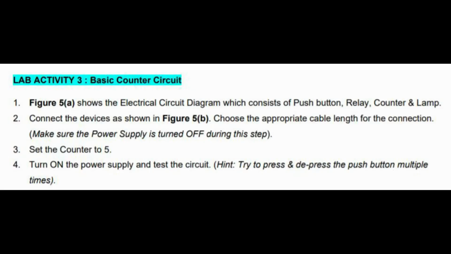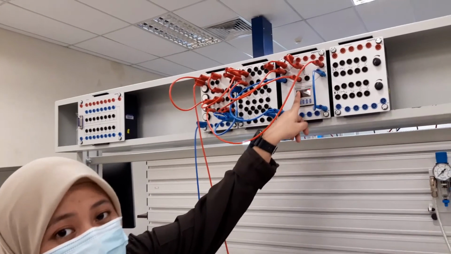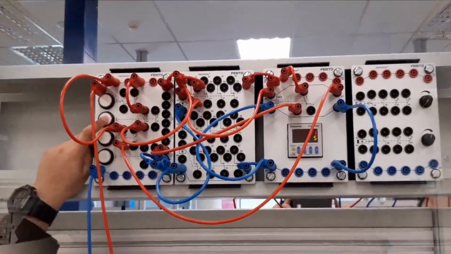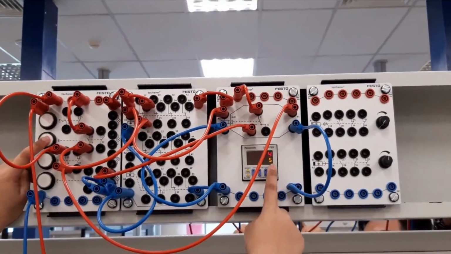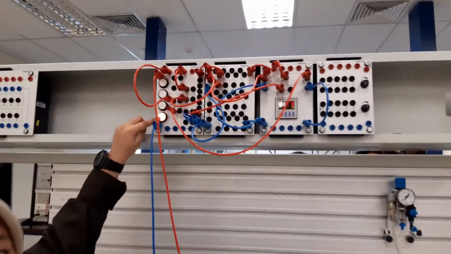The last one is lab activity 3. This is a counter circuit. We set the counter for 5 clicks. The push button is pressed 5 times. After the counter reaches 5, the lamp turns on.